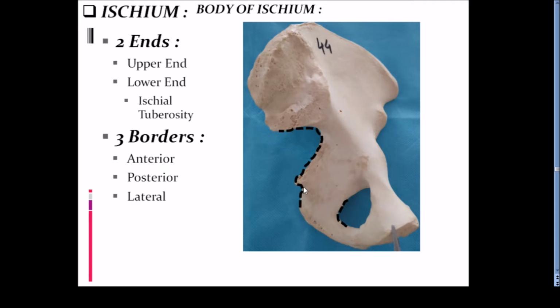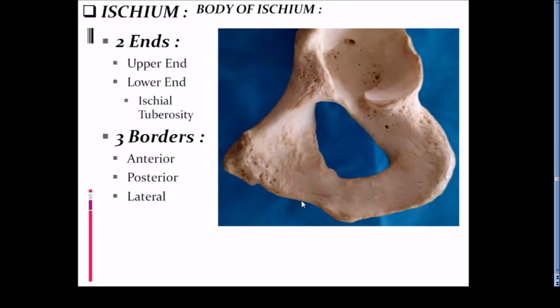The posterior border of the ischium goes upward and continues with the posterior border of the ilium. Now this posterior border, its lower end, ends on the upper part of the ischial tuberosity. The posterior border of ischium has one bony projection, known as ischial spine. Above this ischial spine is the greater sciatic notch, and below this is the lesser sciatic notch.